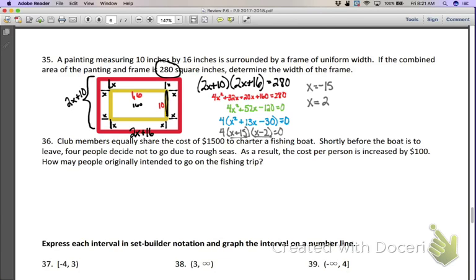Which one is not the answer? The negative, right? So the negative's not the answer. So the whole way around is 2 inches all the way around.